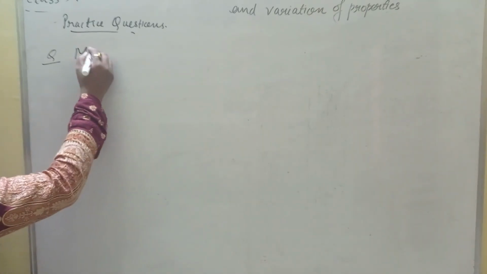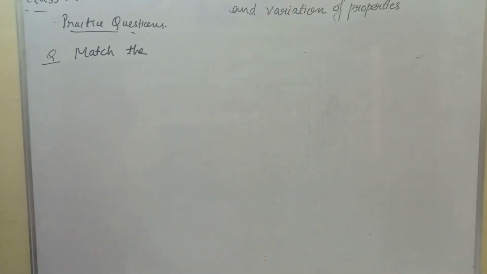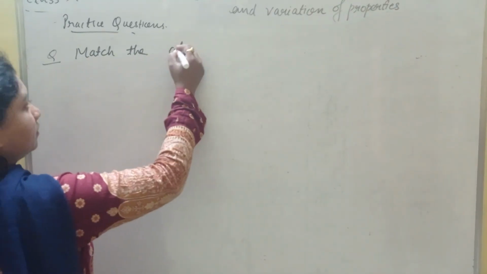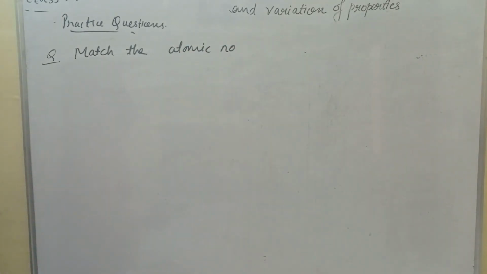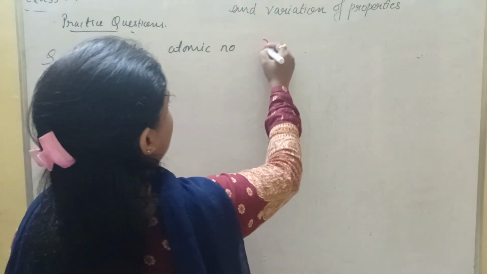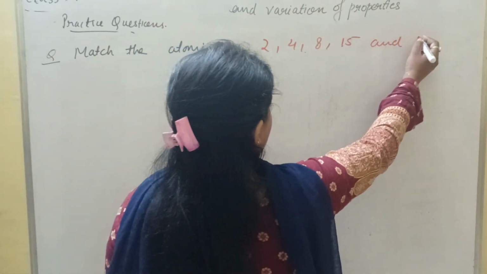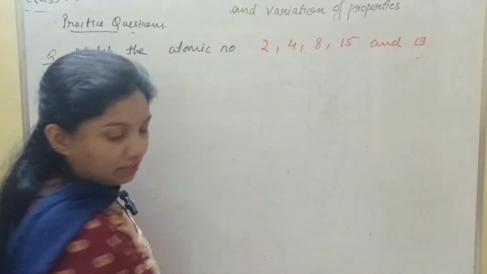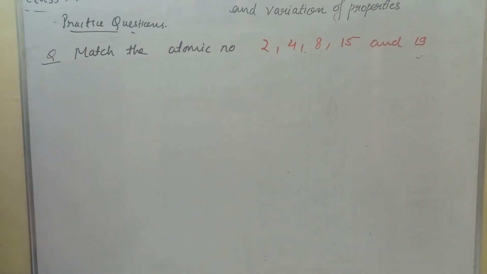The question is to match the atomic numbers. Some atomic numbers are written: 2, 4, 8, 15 and 19. These are the atomic numbers, and you have to match them with the statements given below.